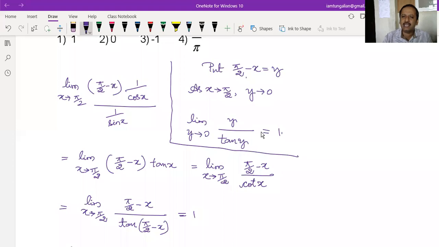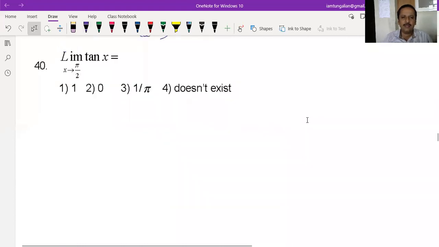Okay. Is it clear now? I'm taking pi by 2 minus x as y. Then when x approaches pi by 2, y will tend to 0. So limit y tends to 0, y by tan y will be equal to 1. Okay, fine. Next. Limit x tends to pi by 2, tan x.